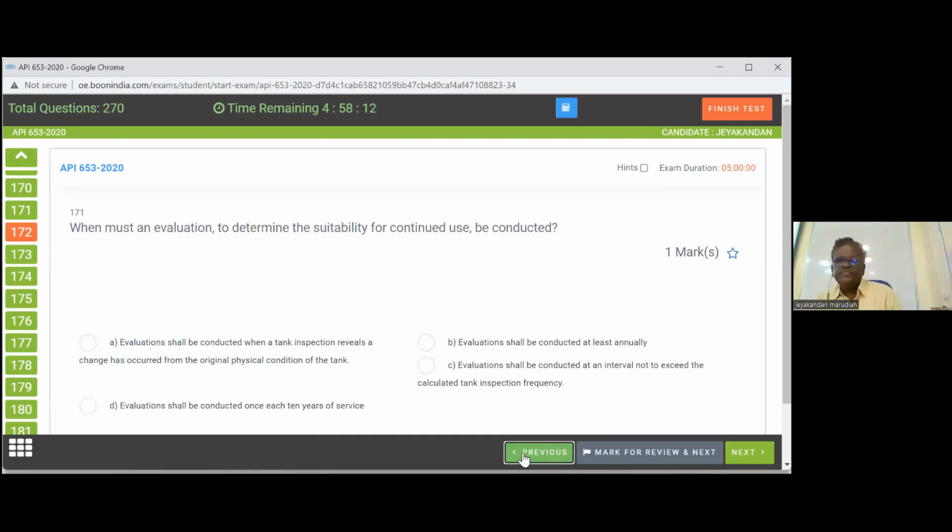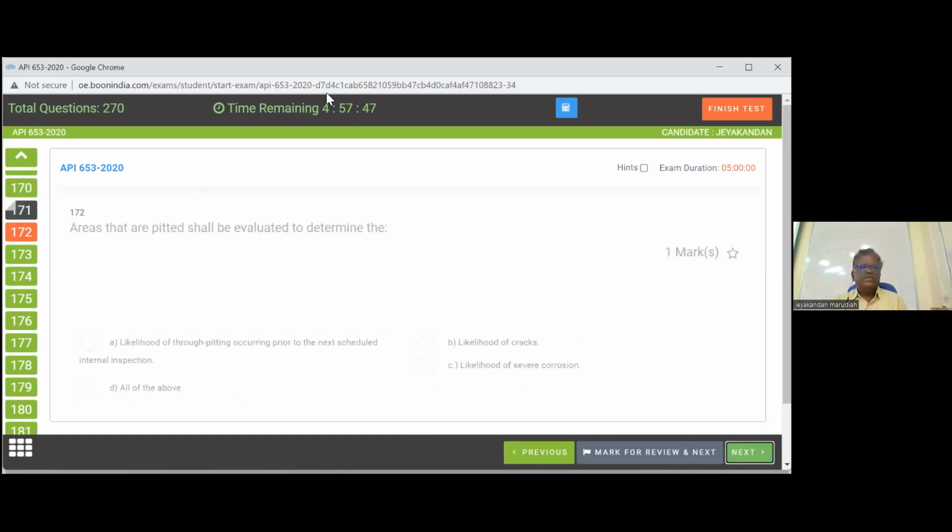When must an evaluation to determine the suitability for container use be conducted? Okay, what is the answer? Answer is A. Tanks shall be evaluated. Okay, next. Areas that are pitted shall be evaluated to determine the likelihood of through pitting occurring prior to the next scheduled inspection.